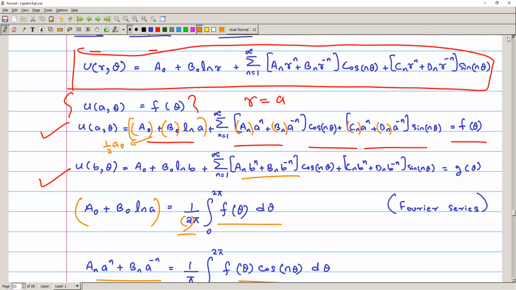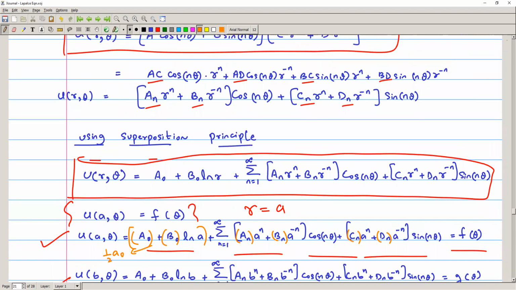So that's all for now. In the next class we are going to discuss the Dirichlet problem for the interior of a disk and the Dirichlet problem for the exterior of a disk, and then we will take some more problems. We will see how to solve the problems having the boundary conditions, right?